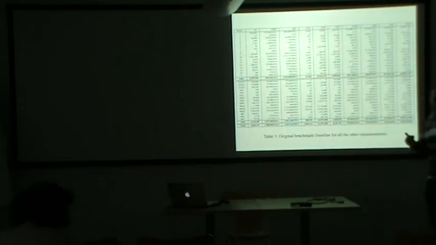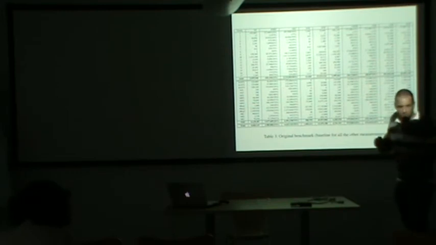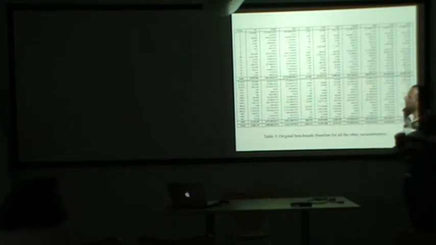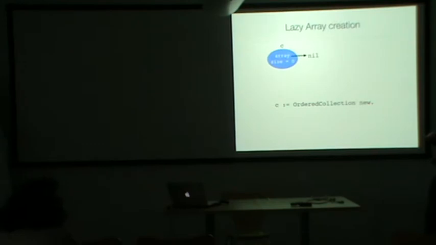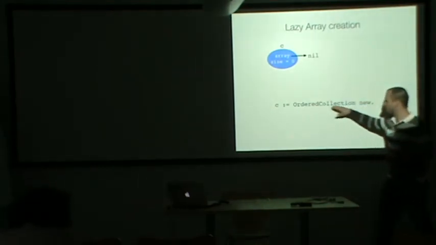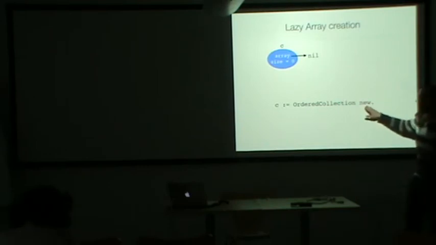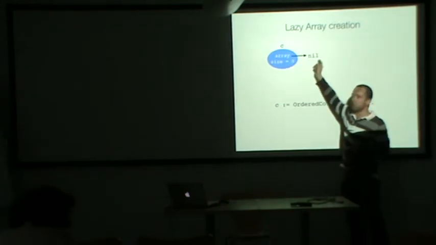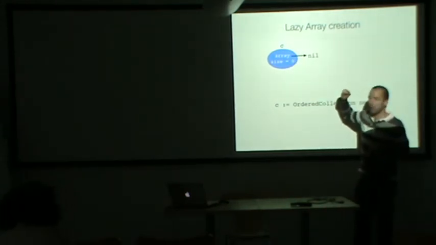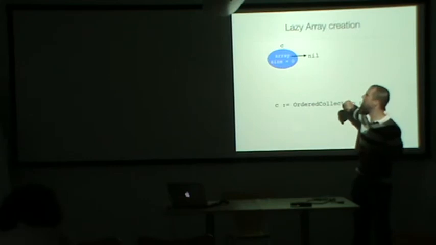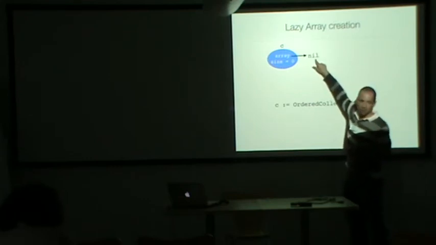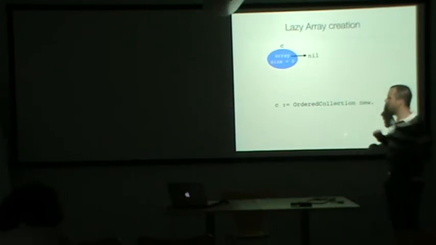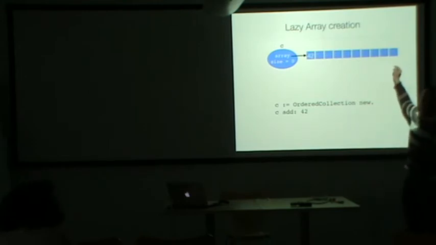So we try to optimize that. We came up with 3 optimizations, and we go one by one. The first one is what we call lazy array creation. When we create OrderedCollection new, as I showed before, I have an instance of that class and the array points to an empty array. Now what we do with this optimization is simply to point that to nil. And then when I add an element, the array gets created.